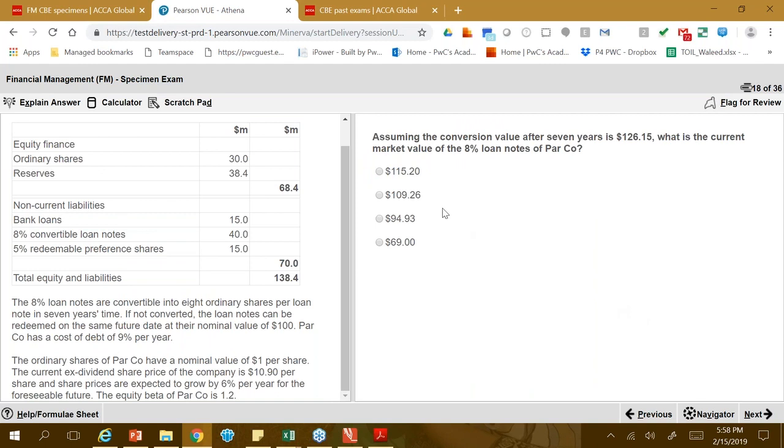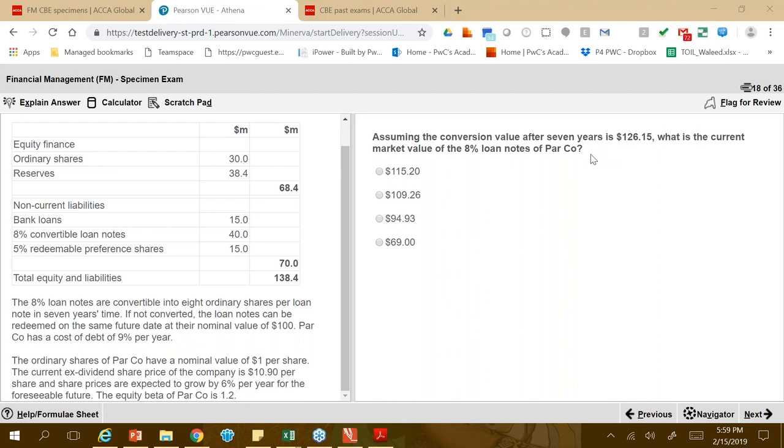Then the third one. Assuming the conversion value of the shares after 7 years is 126.15, what is the current market value of the 8% loan notes of Par Company?